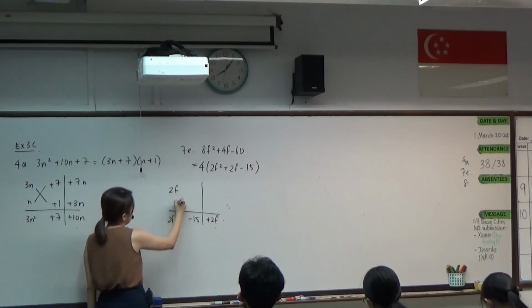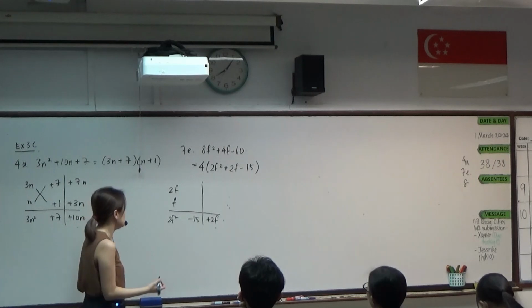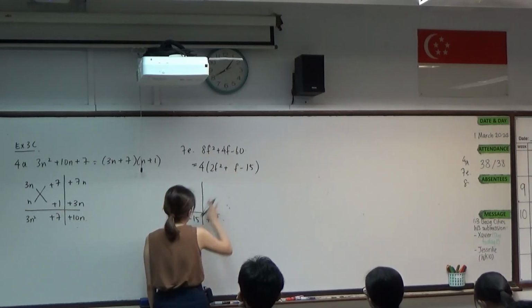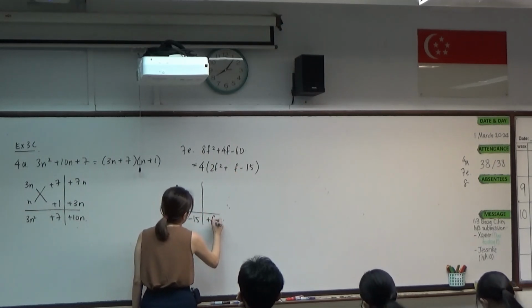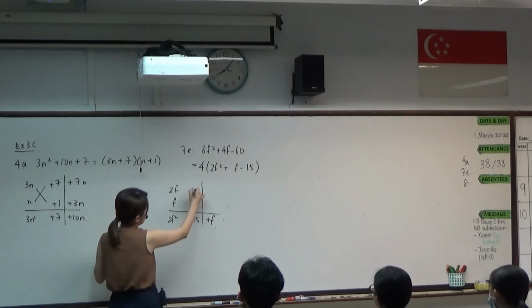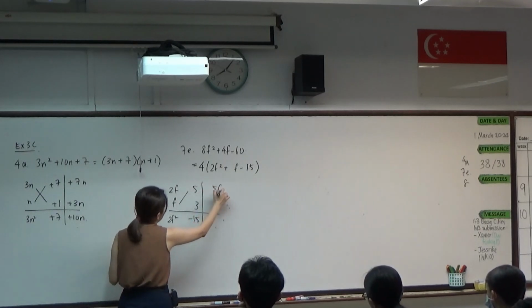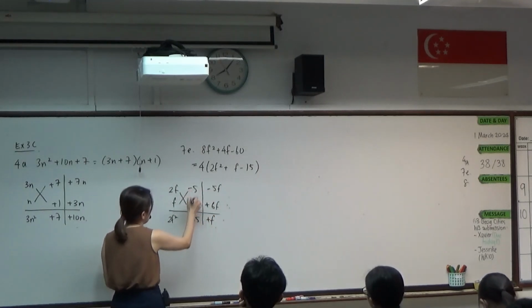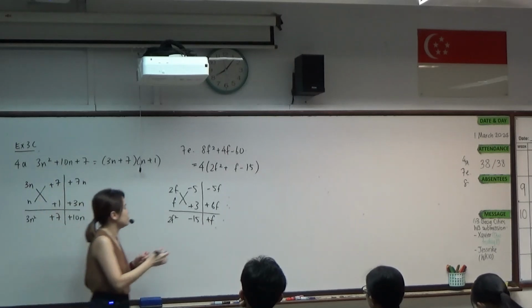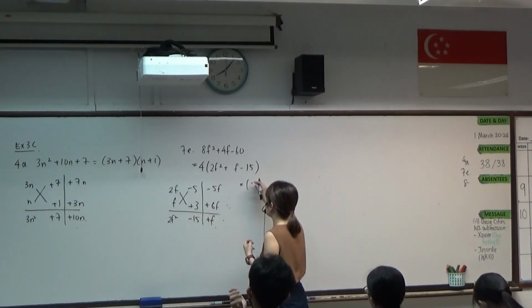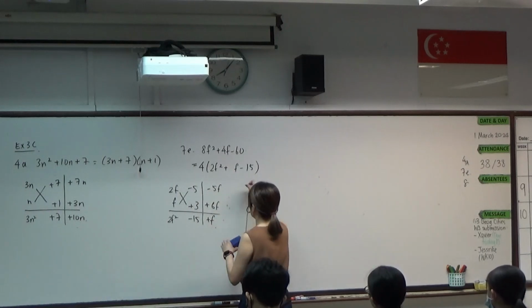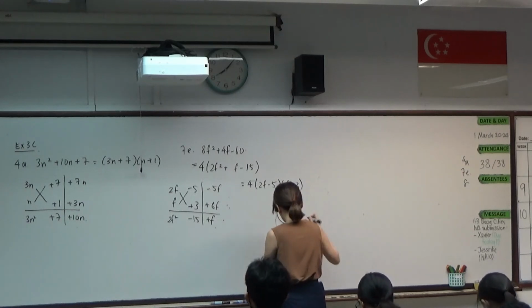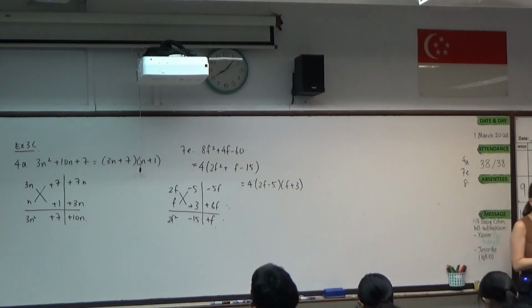Okay, so we have 2f and f here. Maybe 5 and 3. Okay, sorry. Okay, so maybe 5 and 3. Alright, 5f, 6f. Okay, so we will have positive, minus sign, minus, plus. Right? And we will then have 4 times 2f minus 5 and f plus 3. Okay, that will be 7e.